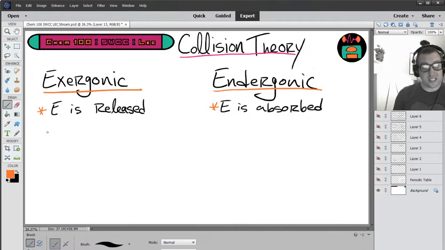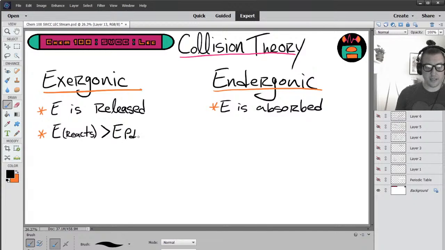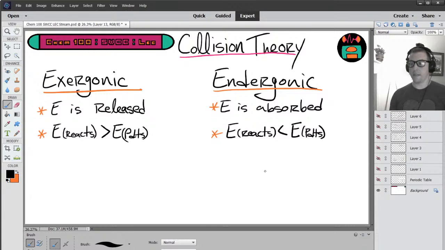All right. One way you can spot an exergonic reaction is the energy of the reactants will be higher, i.e. greater, than the energy of the products. For an endergonic reaction, the opposite is true. The energy of the reactants will be lower than the energy of the products. All right? Because you've gained energy.